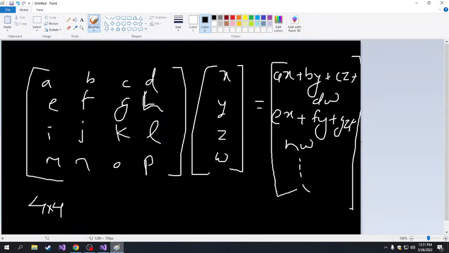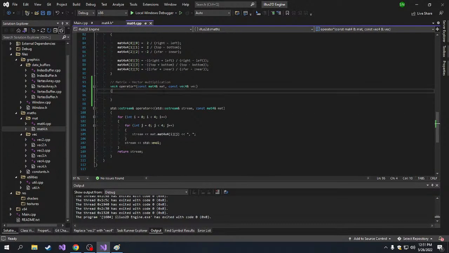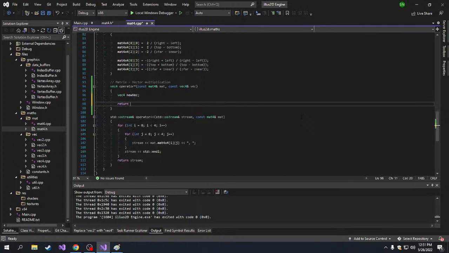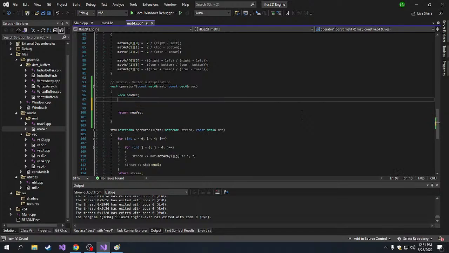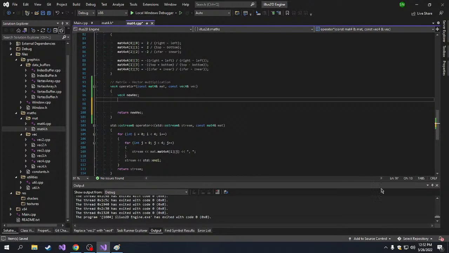Okay, so the way we do it basically is we'll probably hard code it again. Okay, yep. All right, so we'll make a new vector, vec4 new vector, of course, awesome name. We'll return a new vector. What we'll do here is we'll multiply the matrix and the vector. So we'll do new vec dot x is equal to mat.